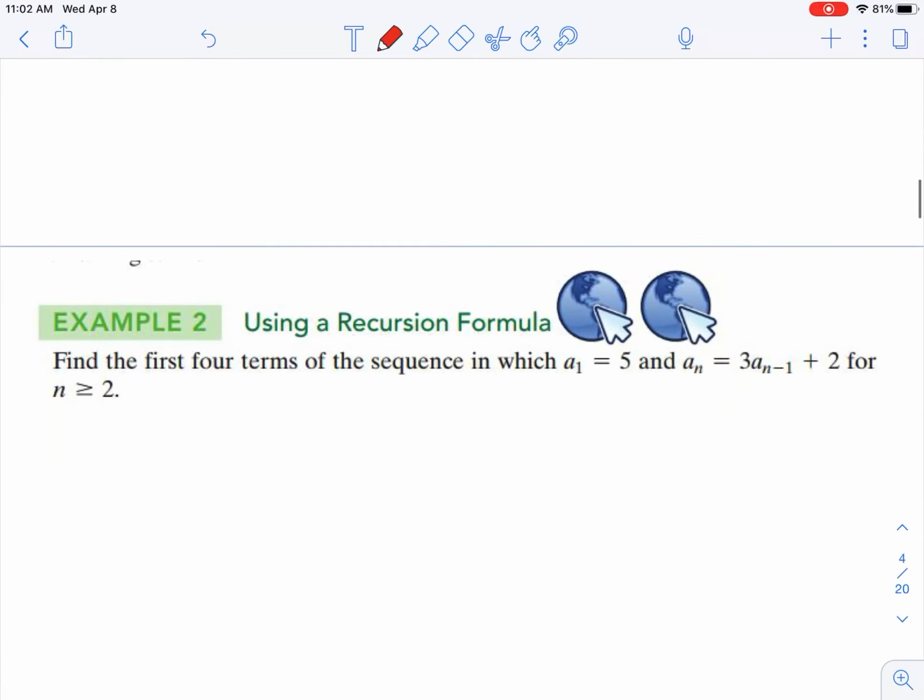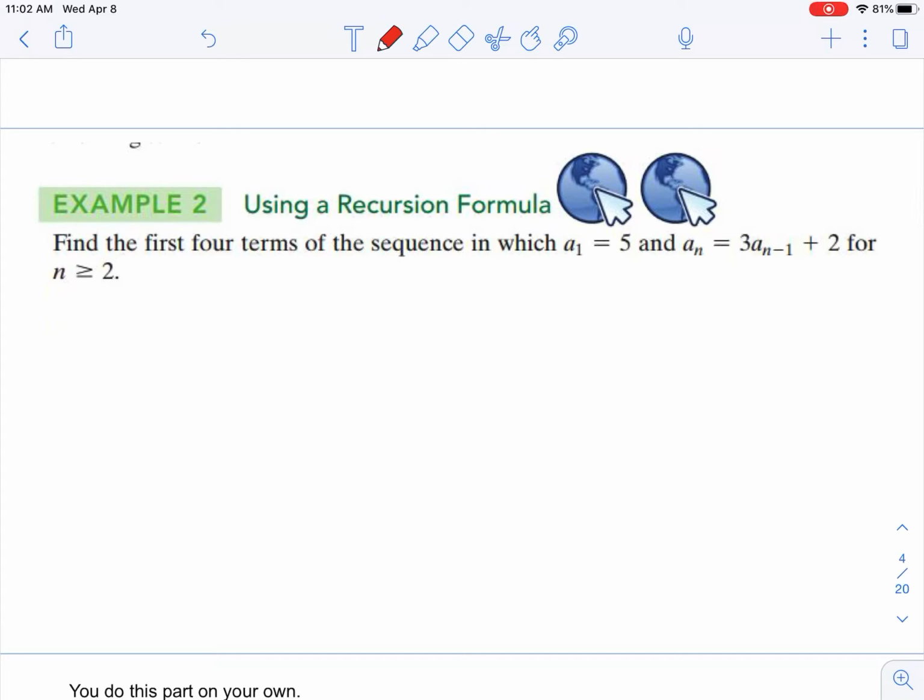Okay, we're going to go on to example 2. Example 2 is using the recursion method, which means you're given your first term and you have to plug it in to this. And then once you find that you have your second term, then you plug your second term in for this once again. And then you guys are going to be able to find your first 4 terms doing that.